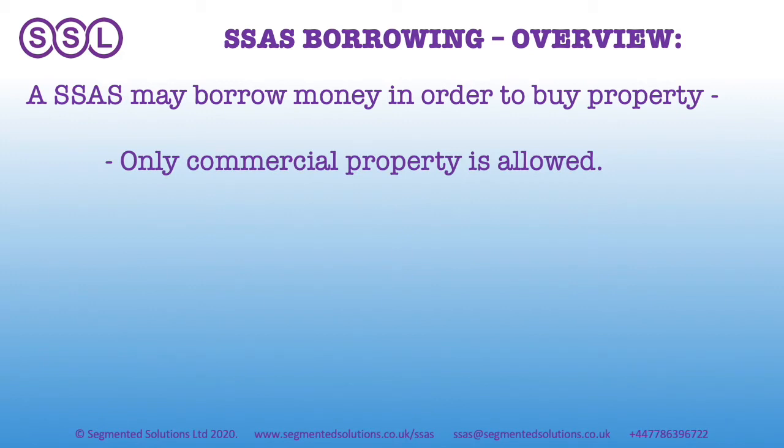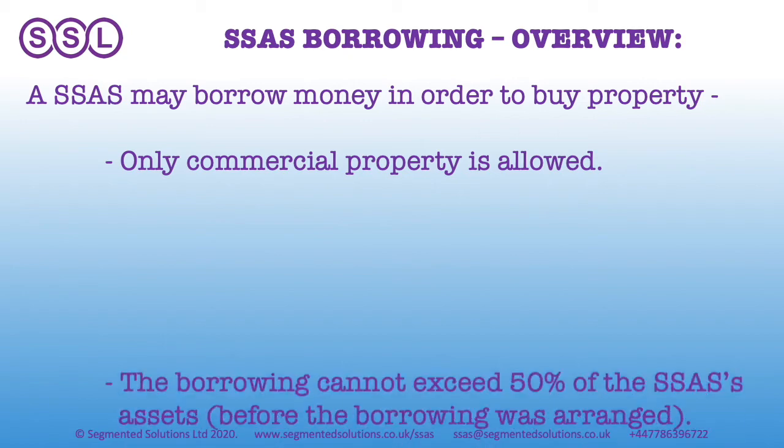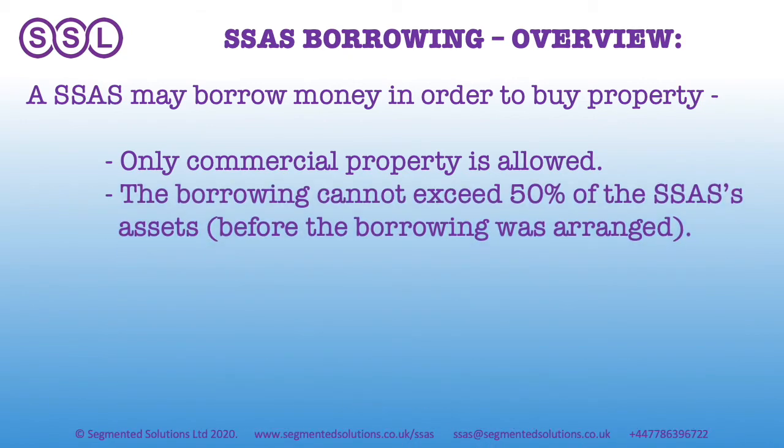First comment is that only commercial property is allowed within the SSAS unless you do some further advanced planning. I'm pausing at this point because it is possible, and that's all part of our consultation process. So if you're going for a commercial mortgage, the size of the loan, the borrowing, can't exceed 50% of the SSAS's assets before the borrowing was arranged. And we'll go through a case study in a minute just to make sure you've got that.